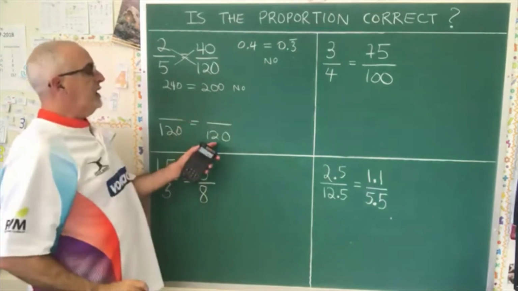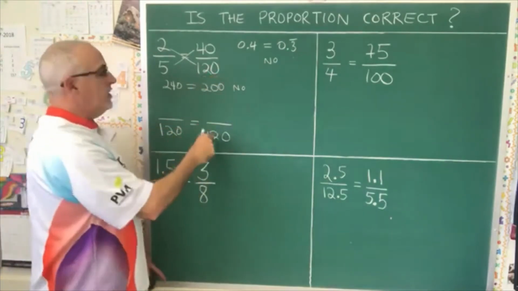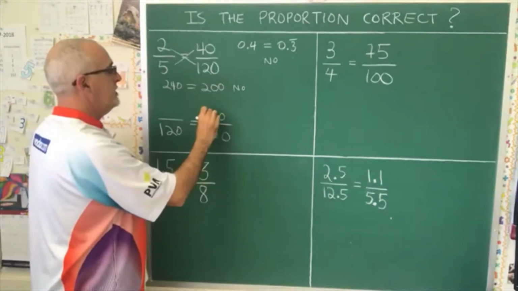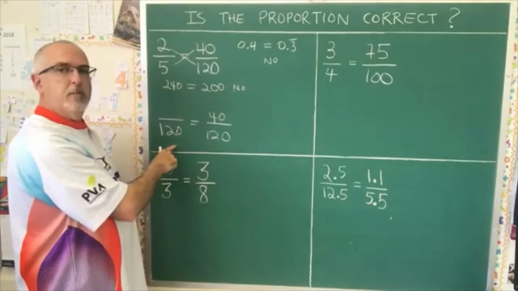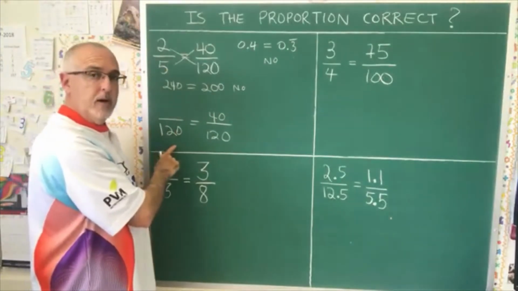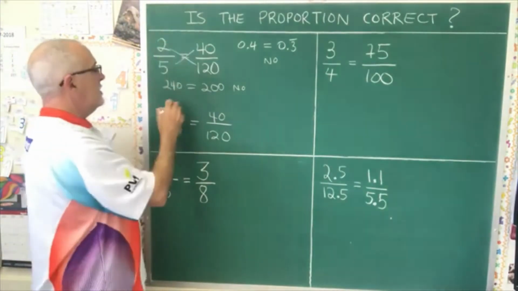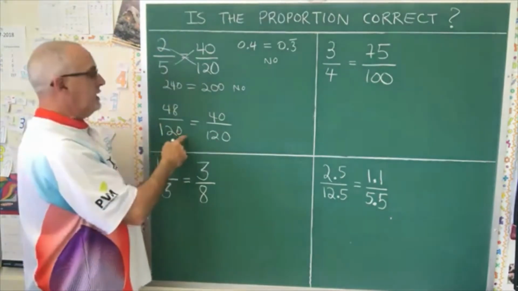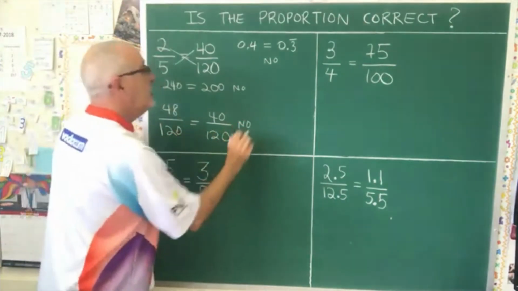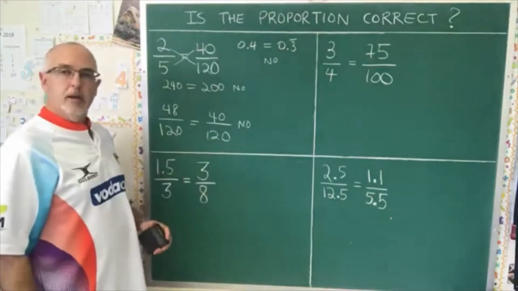I rewrite like this. Now, the one on the right was already over 120, so I didn't have to change it. But the one on the left, I got 5 to turn into 120 by multiplying 5 by 24. So I have to multiply 2 by 24, and that gives me 48. Now we can easily see that the left side is not equal to the right side. No, the proportion is not correct.